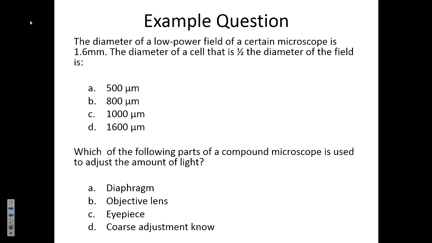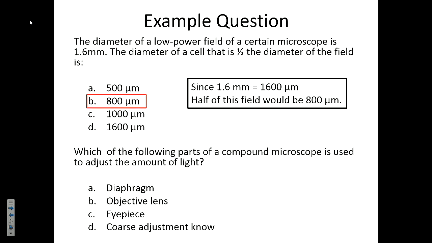A little bit of math involved with this one. Okay, so we have the diameter of a cell is half the diameter of the field. The field is 1.6 millimeters, and you would have to know a little bit about the metric system. So you talked about this in Gen Bio 1 as well. We have to be able to convert millimeter into micrometer. So you see what I've done with that little box. Essentially 1.6 millimeters is equal to 1,600 micrometers, so half of that would be 800.